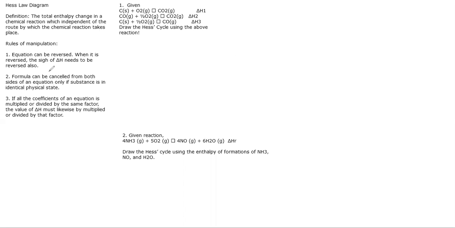First, you have to consider that the equations can be reversed. When reversed, the sign of delta H needs to be reversed as well. For example, you have H2 plus O2 to give H2O. If you look at the equation, you have a different number of oxygens, so I put a half here to balance the number of oxygens on the right hand side.